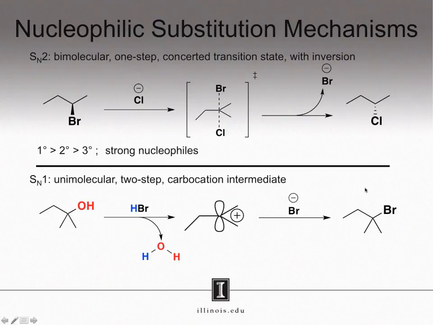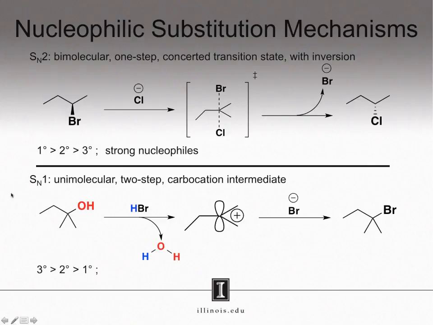Let's say we wanted to favor an SN1 mechanism. How could we do that? Well, the key difference between the SN2 mechanism and the SN1 mechanism is the formation of this carbocation. Therefore, if we want to favor an SN1 mechanism, we should choose conditions that make forming the carbocation easier.